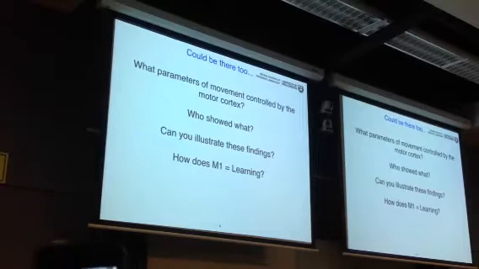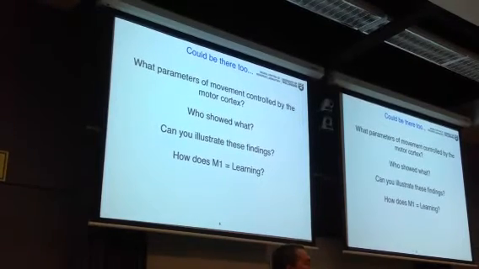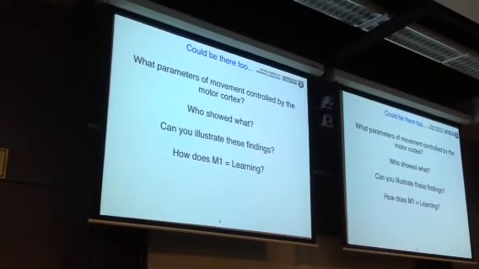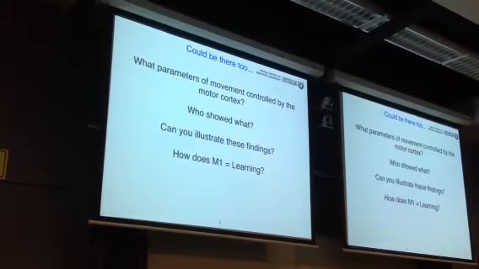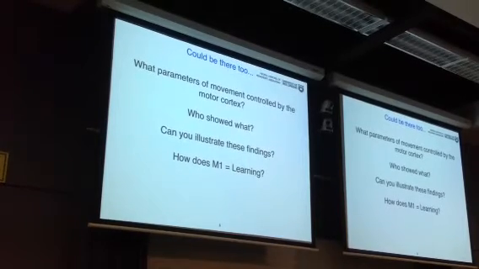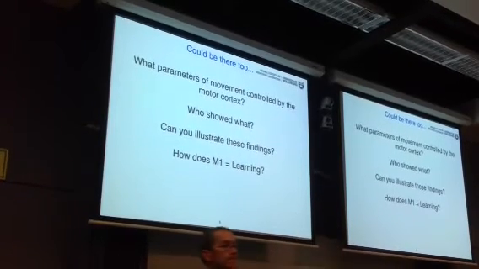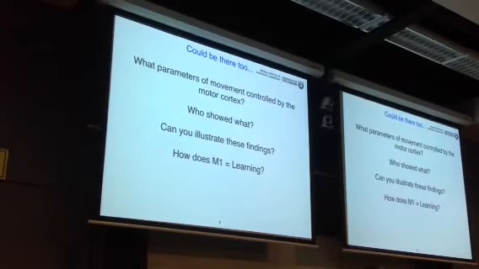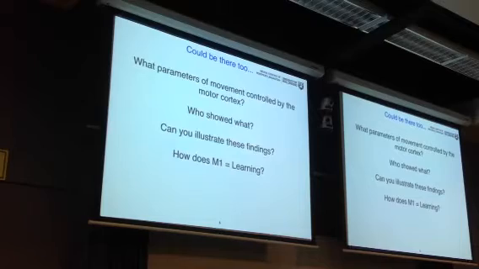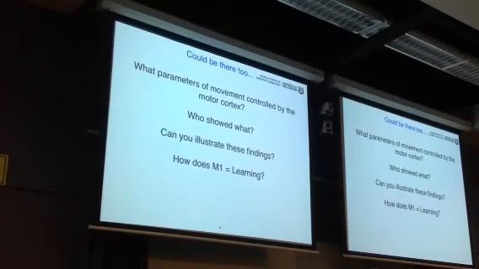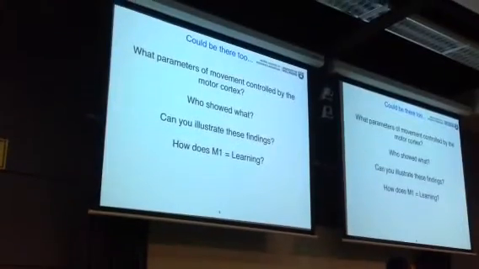Okay, what parameters of movement are controlled by the motor cortex? I've talked about this today. Force, direction. Can you illustrate these findings? I hope you can. There's so many. Cell rasters, direction of movement, trajectories, monkeys, manipulandum, manipulandi, if you want to make it plural.